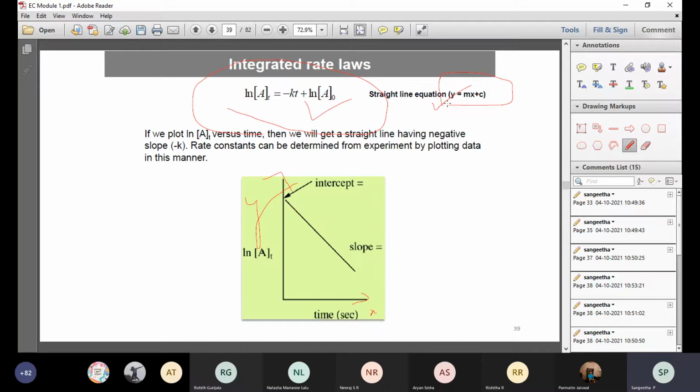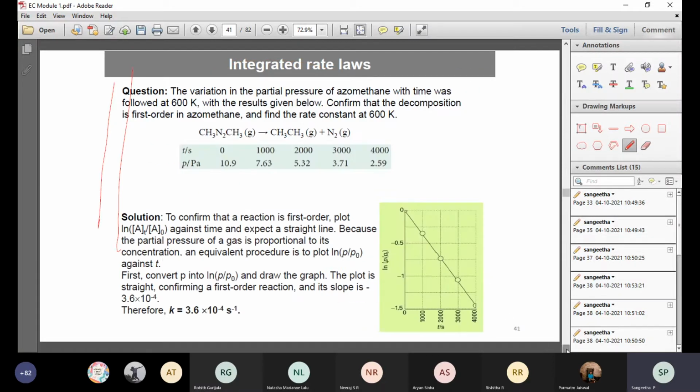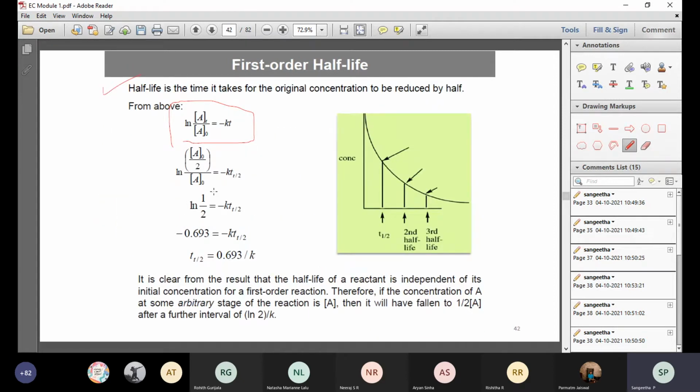This one is done. Then this is required, and then slope. Get back to the other forms. Anyway, other forms and all, I won't be asking for you. All these things. Then go back to the first order half-life. Okay. This one is important. T half is equal to 0.693 by k.